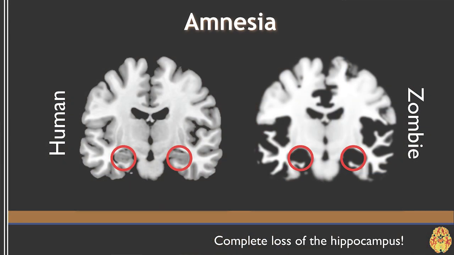And so we'd argue that normally humans' hippocampuses are intact, but something in the zombieism has disrupted the function of those hippocampal regions. And so we'd say, okay, there's near complete loss of the hippocampus.